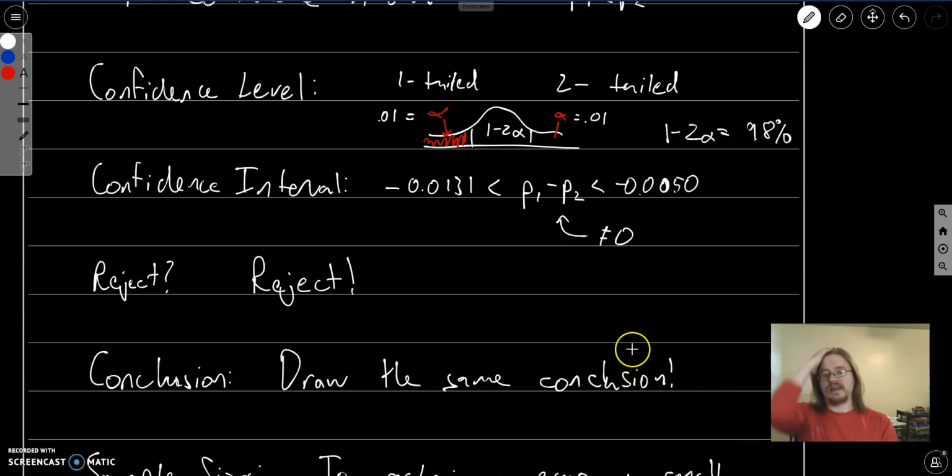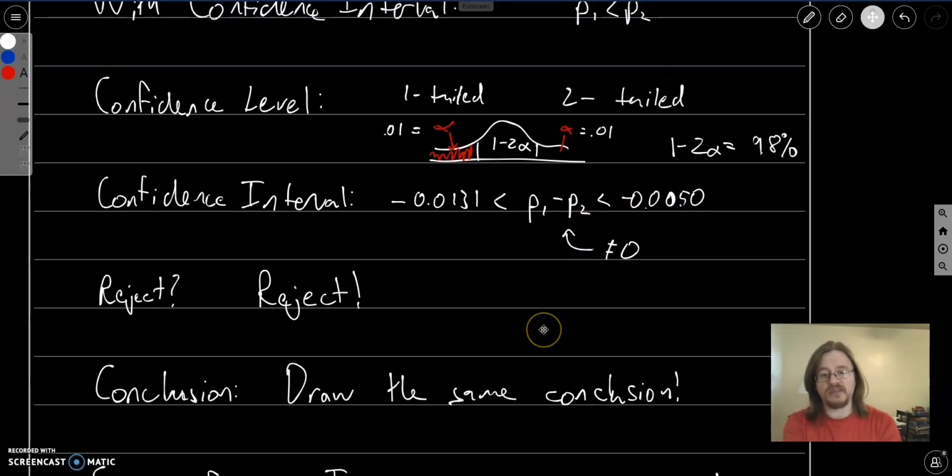So we're confident that the proportion of people on aspirin who have heart attacks is smaller than the proportion of people not on aspirin that have heart attacks. So this is just a very quick example to show you how quick these can be done using StatCrunch.